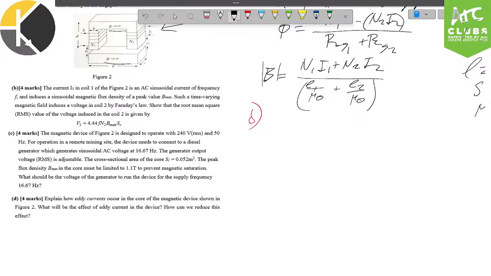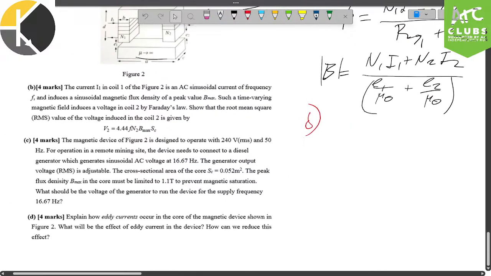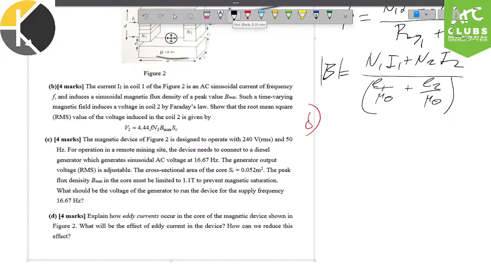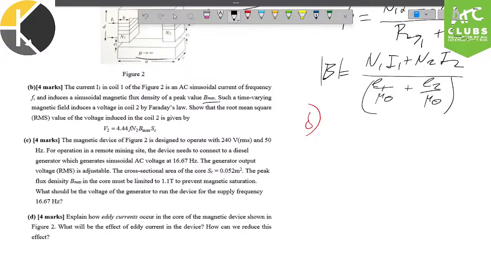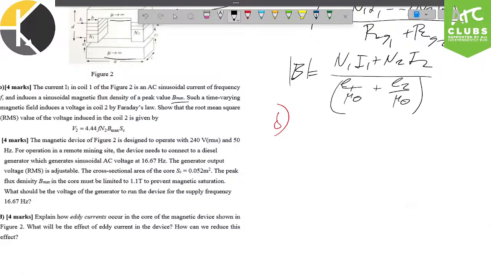Fair enough. Okay, so part B, we have the current in the coil is an AC current. We use the maximum flux density possible in the core. And so show that the RMS value of the voltage given in coil 2 would be described by this. So there's something very cool happening here. We're saying that, okay, we're using B max, mind you, that would be from the saturation of the core. So we say, let's describe B.